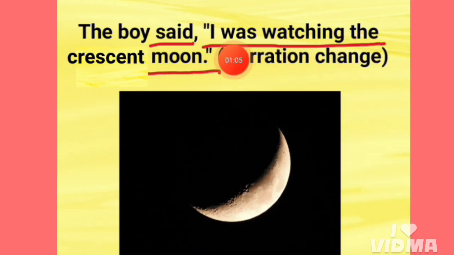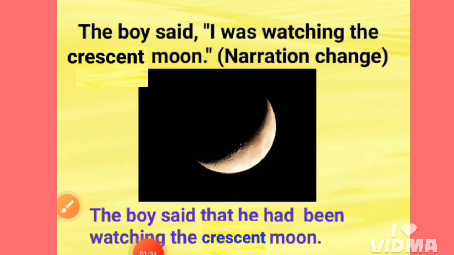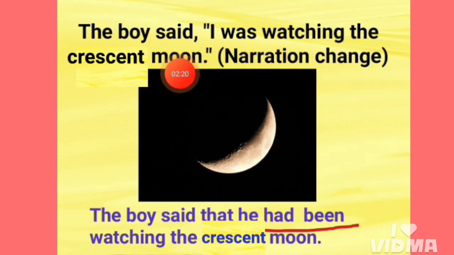So we have to make this past tense, this reported speech, into past perfect continuous tense, as the reporting verb said is in past tense. This is the answer here. The boy said that he had been watching the crescent moon. He had been watching the crescent moon. This is in past perfect continuous tense. We have converted this reported speech, I was watching the crescent moon, into this past perfect continuous tense in the indirect sentence. So the answer is: The boy said that he had been watching the crescent moon.